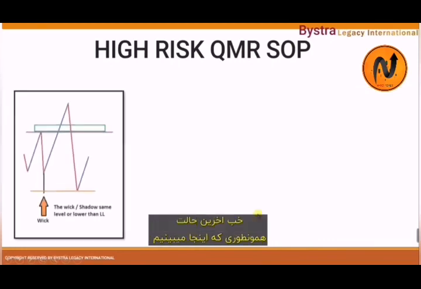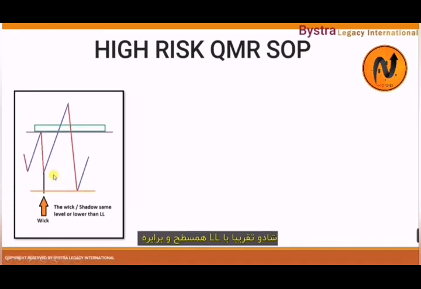Now the last one. As we can see here, the shadow is almost equivalent to the lower low, or even lower than the lower low. It looks like a very beautiful QM pattern as well. We have the left shoulder, we have the high, low, higher high, lower low. But this shadow is what we don't want.